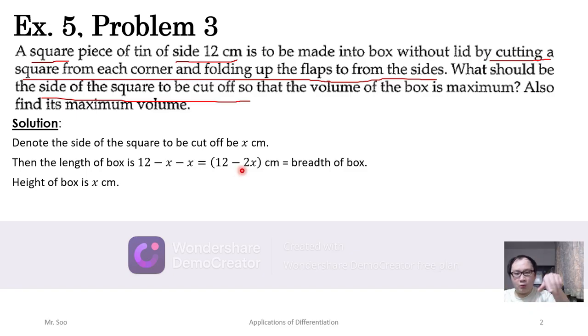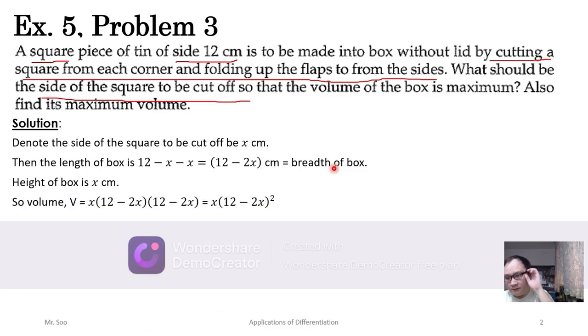Because a square has congruent sides, 12 minus 2x is the length and the width, or rather the dimension. 12 minus 2x is the dimension for the length and the width respectively. Hence the volume of the box is length times breadth times height. So 12 minus 2x times 12 minus 2x times x, which is (12 minus 2x) to the power of 2 times x. So this is the expression.